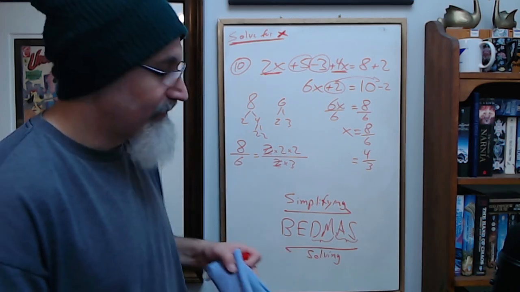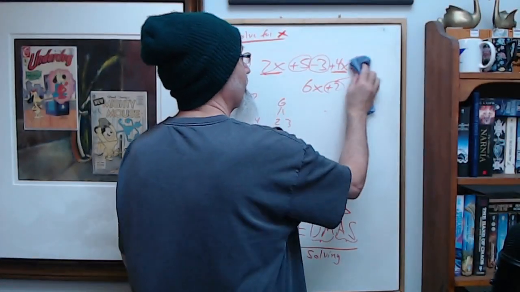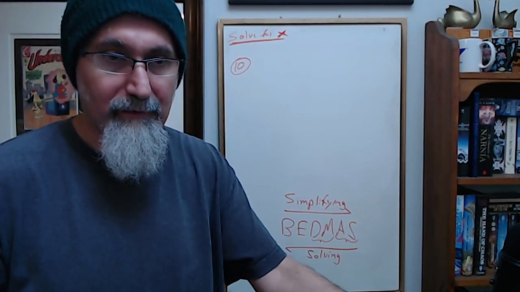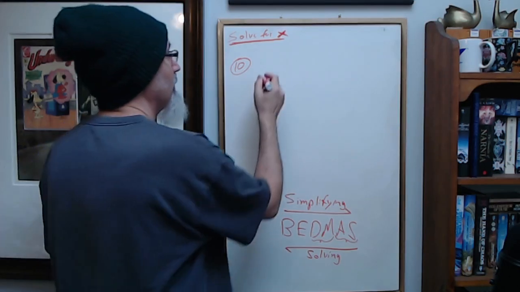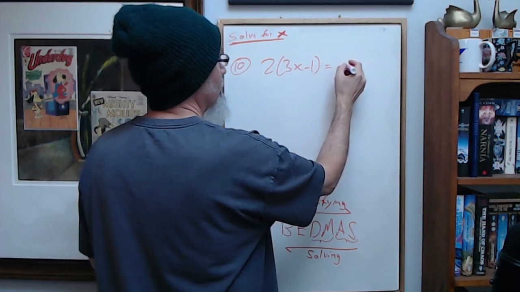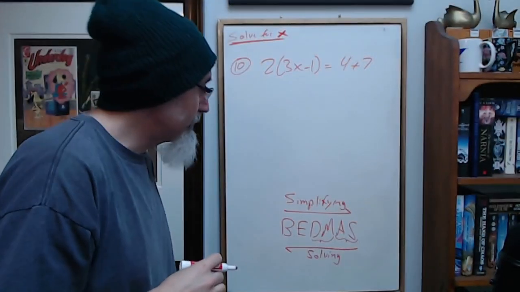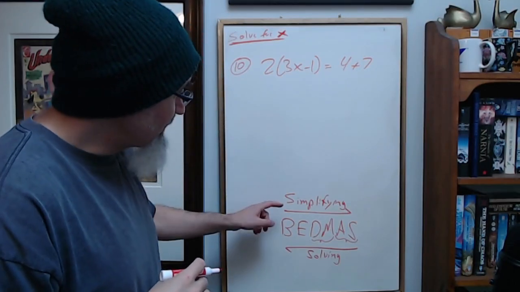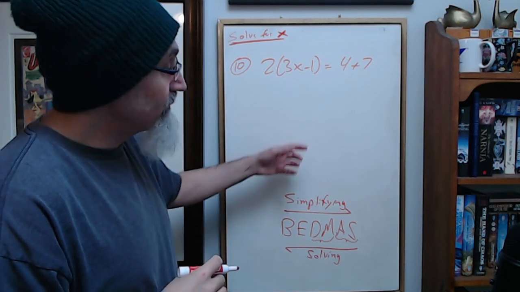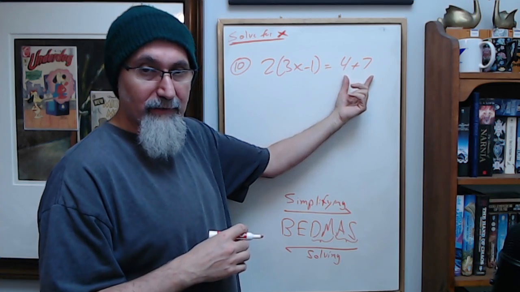So let's do more complicated. Let's add a bracket in there. 2 times (3x minus 1) is equal to 4 plus 7. Okay. So what are we going to do? We're going to simplify first, right? Because we can. We can simplify this side. We can simplify this side.